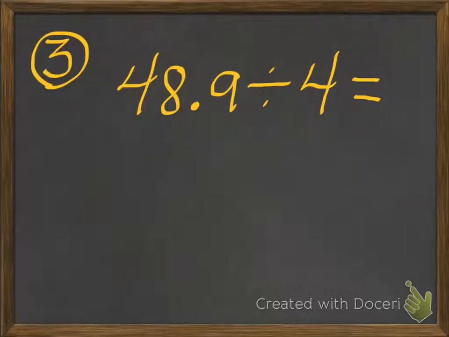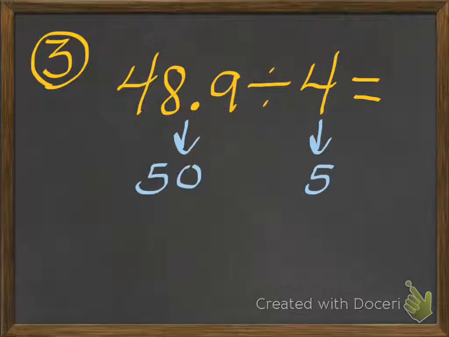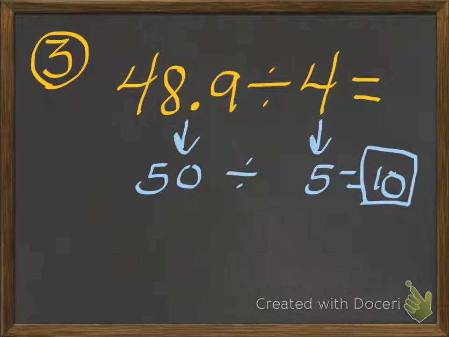Number 3, 48.9 divided by 4. Okay, I'm going to take the 4, and I'm going to go ahead and round that up to 5 because I see 48 is pretty close to 50. Okay, I'm sorry, 5th graders. I got a little distracted, so let me just double check. So I've changed that 48.9 to 50, and then I have rounded the 4 up to 5. So 50 divided by 5 is 10. So my estimate is that the answer is going to be close to 10.